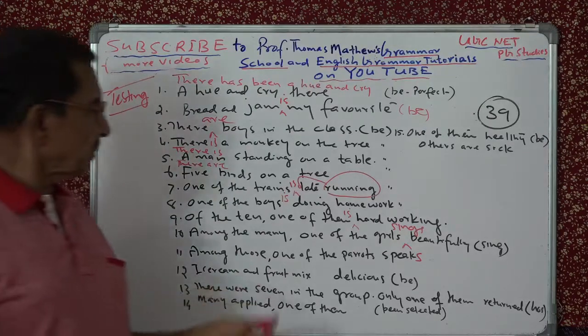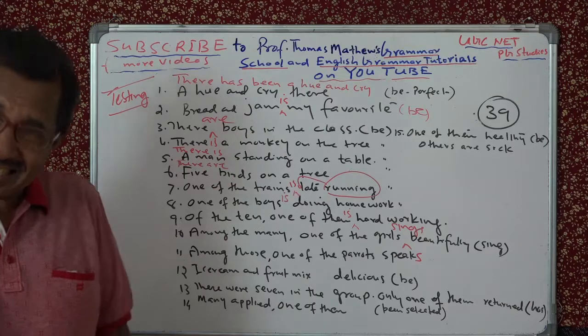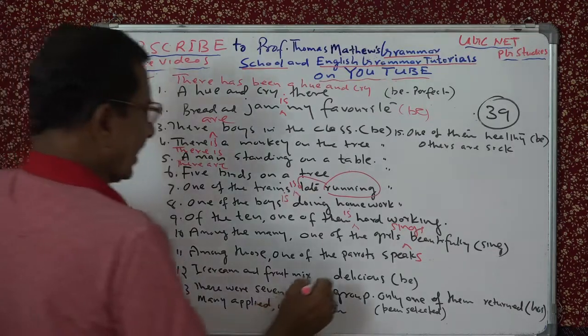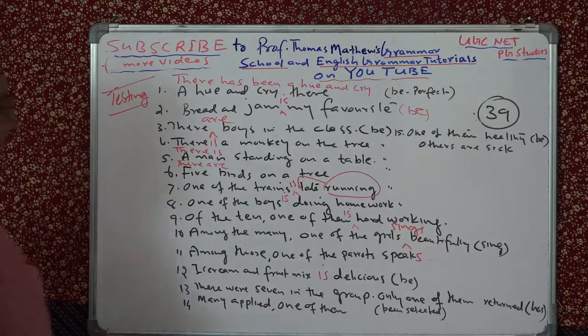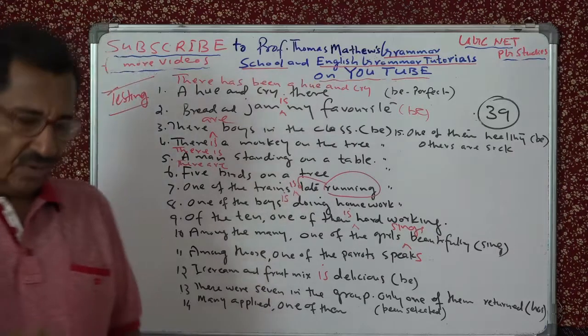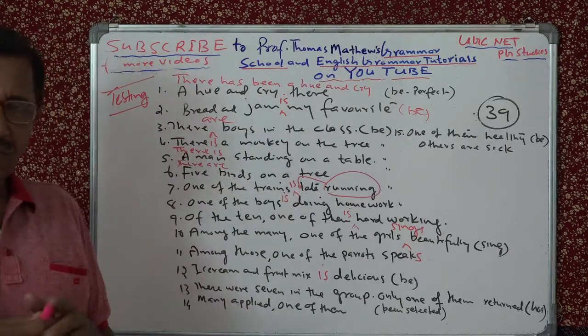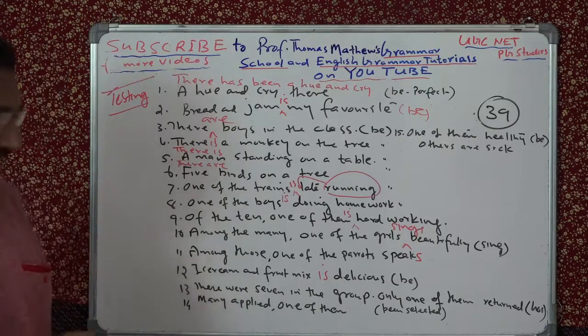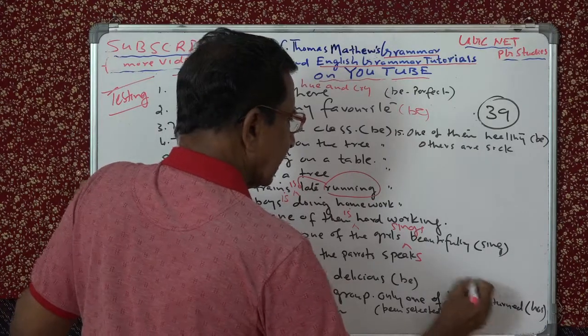Ice cream and fruit mix. Be. Is. So that is considered as one unit. Is delicious. There were seven in the group. Only one of them. You have to use the form of have or has. Only one of them has returned. Has. One of them has returned.